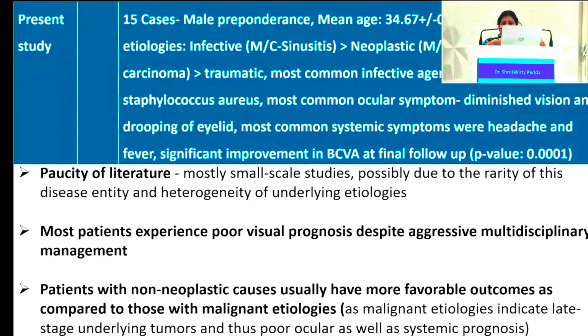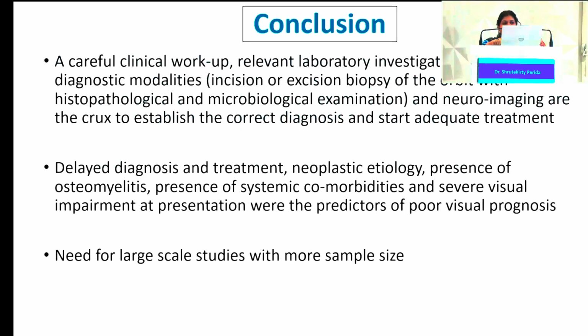Because mostly they are diagnosed at a later stage. So to conclude, a careful clinical workup, relevant laboratory investigation, special diagnostic modalities, along with neuroimaging are the crux to establish the correct diagnosis and start adequate treatment. Delayed diagnosis and treatment, presence of neoplastic etiology, presence of systemic comorbidities, and severe visual impairment at presentation are the predictors of poor visual prognosis. There is a need for large-scale studies with more sample size to widen the knowledge about this entity.